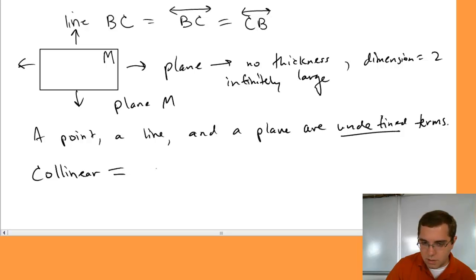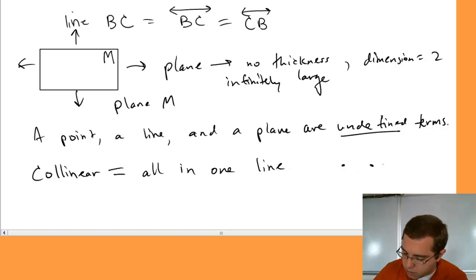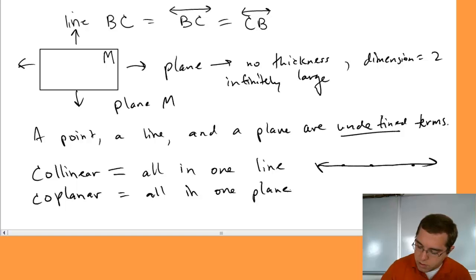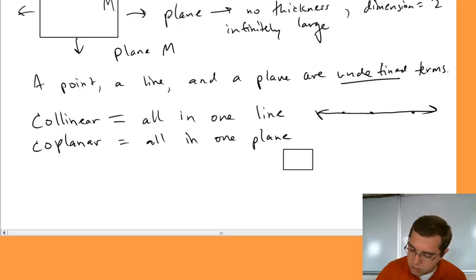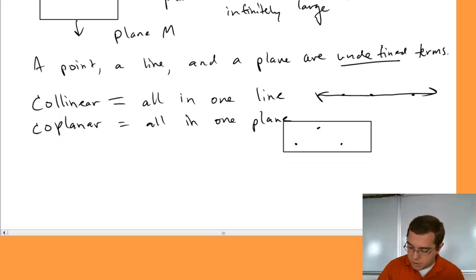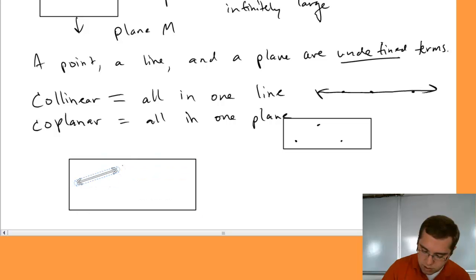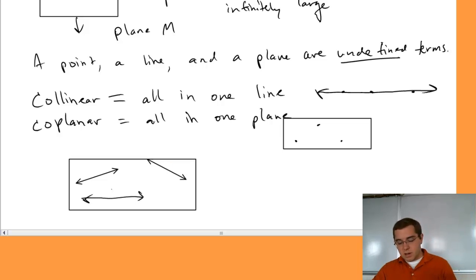Things are collinear if they are all in one line. So I can have collinear points if all of those points lie along the same line. Things that lie on the same plane are called coplanar, all in one plane. So points can be coplanar. I can have points that are coplanar if they all lie in the same plane. Lines can also be coplanar if the lines all lie in the same plane. So maybe there's a line, there's a line, and there's another line. They're coplanar because they all lie in the same plane.